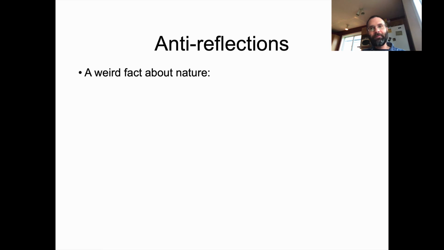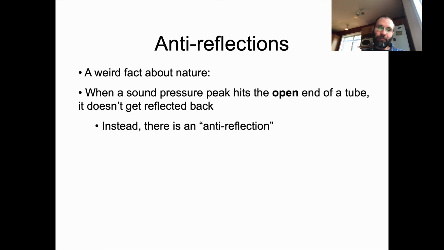So the trick you have to remember, to flip this around a little bit, is that when a pressure pulse hits an open end of a tube, it doesn't get reflected back in the same way that throwing a tennis ball against a wall will just bounce it back to you. Instead, you get an anti-bounce. It anti-reflects, which is weird, and it's not easy to wrap your head around that. But when a pressure pulse goes out the open end of the tube, a rarefaction comes back. And when a rarefaction goes out, a pressure pulse comes back in.